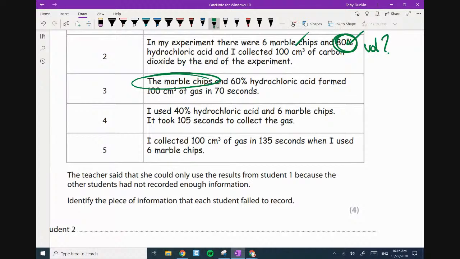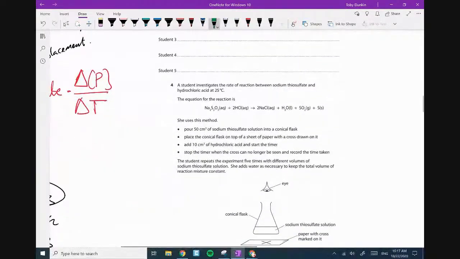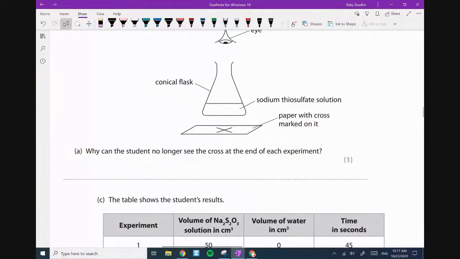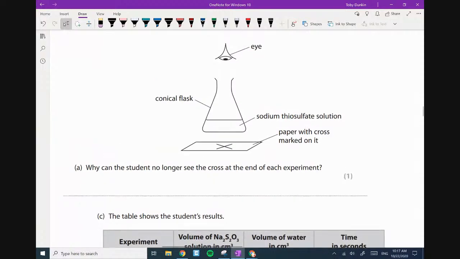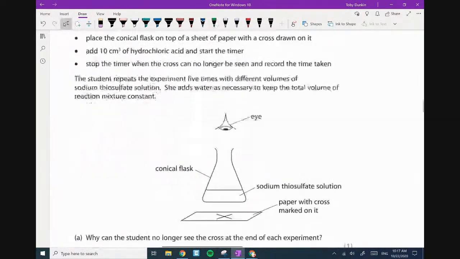They're missing 2 things. They haven't given us the volume of acid and they haven't given us the volume of gas. I collected 100 centimeters when I used 6 marble chips. No concentration of acid, no volume of acid. Both missing. Clever, that. I like it. Why can the student no longer see the cross at the end of each experiment? Because we're forming solid sulfur, which is opaque.